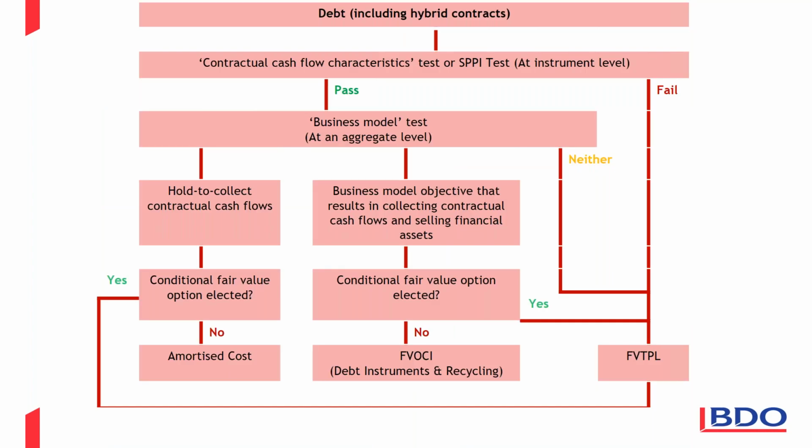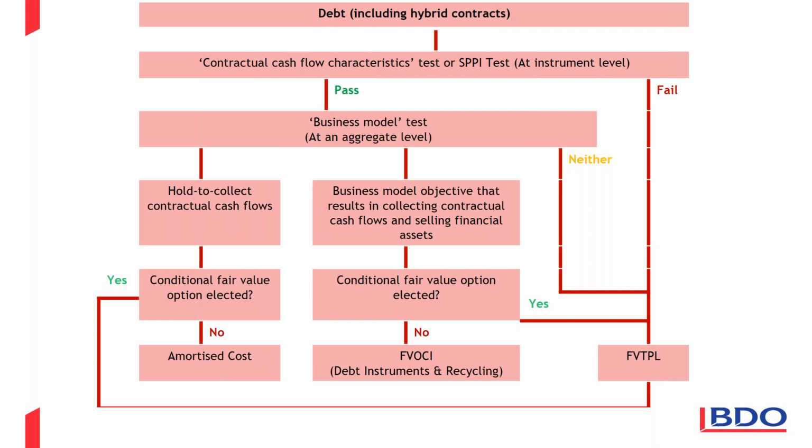If your financial asset is a debt instrument, and that includes hybrid contracts, there are two key tests that you have to apply. The first one is the SPPI test. Now, SPPI is solely for the purposes of principal and interest. You do that at an instrument level. If you fail it at an instrument level, you have to use fair value through profit and loss. If you pass it at an instrument level, the next hurdle to jump is the business model test, and you do that at an aggregate level.